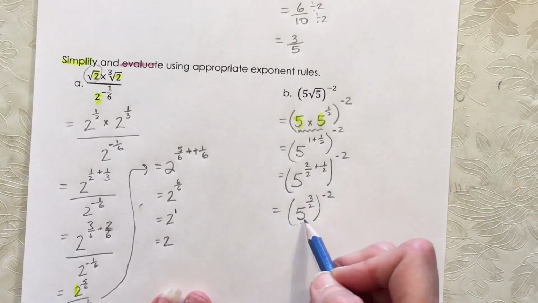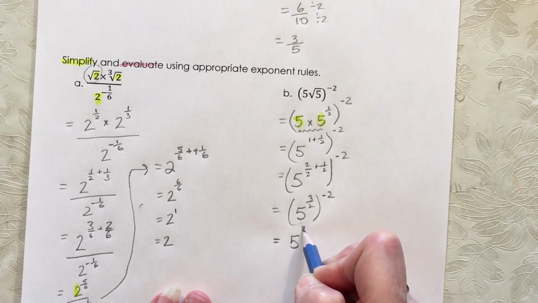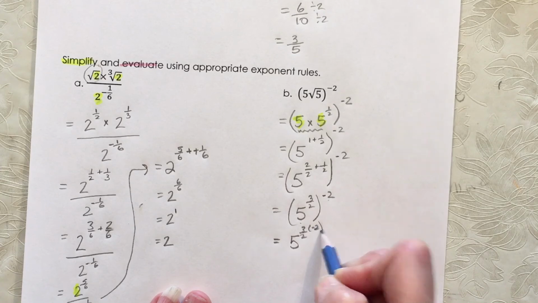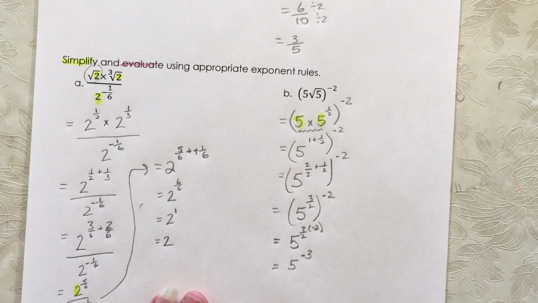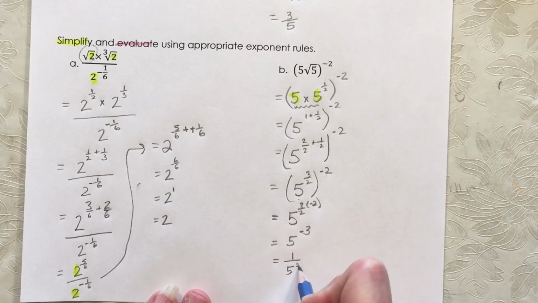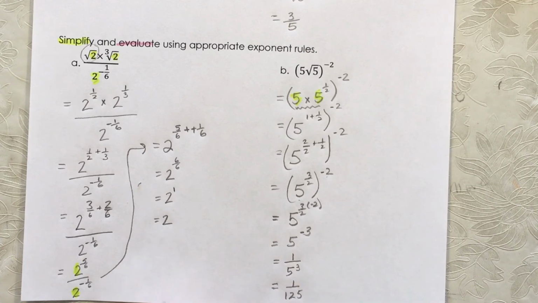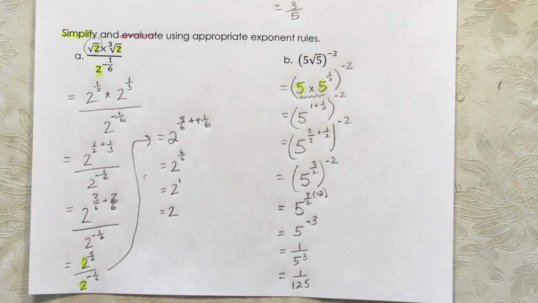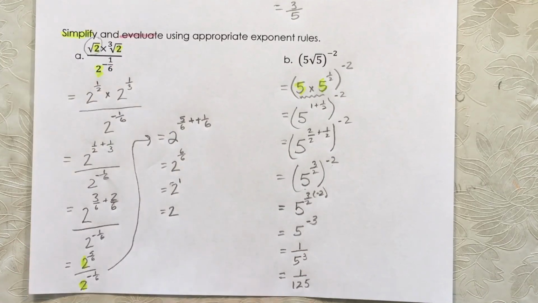So now I have a power to an exponent, and the rule I can use there is to keep the base the same and multiply the exponents. So 3/2 times -2 is going to give me 5 to the -3. So now I can use my negative exponent rule and make that 1 over 5 cubed, which is 1 over 125. Simplify using exponent rules and then evaluate when it becomes easy enough to evaluate.